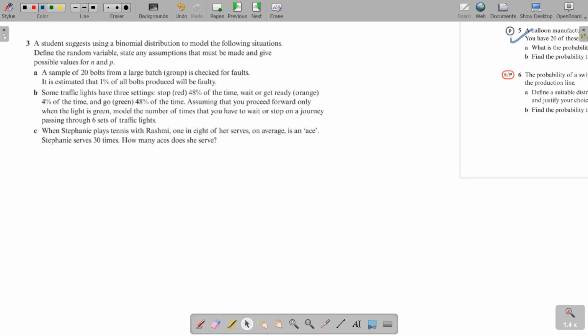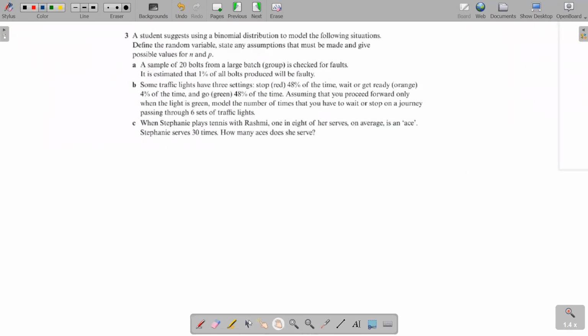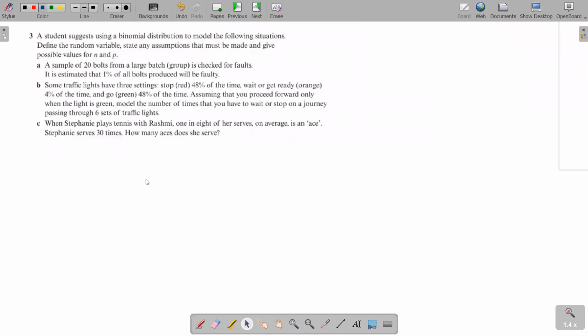Okay, so now let's move to question number 3. A student suggests using a binomial distribution to model the following situations. Define the random variable, state any assumptions that must be made, and give possible values for n and p. So you know n represents the fixed number of trials, p represents the constant probability of success. So you're supposed to define the random variable, meaning you're supposed to say who X is. Okay, look at this. A sample of 20 balls from a large batch is checked for faults.